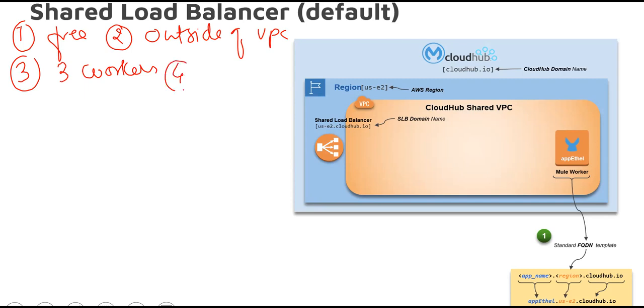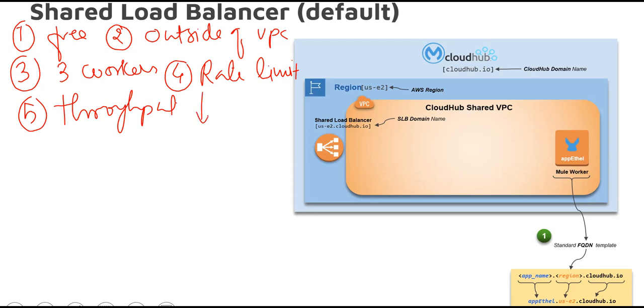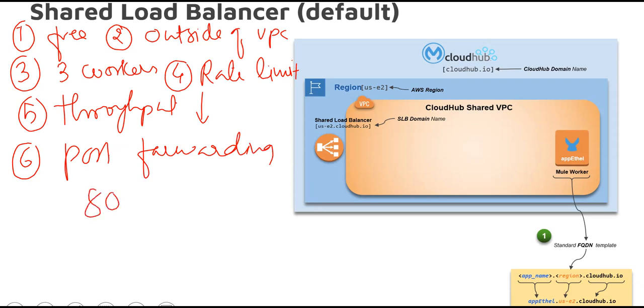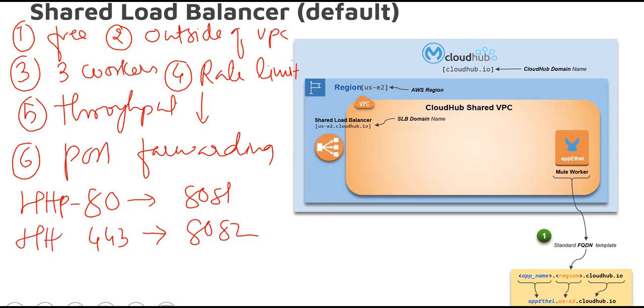Since it is shared among other accounts also, there will be a rate limit enabled on this. Since we have a rate limit, there will be low throughput. Throughput will be lower. When we are talking about the shared load balancer, there will be fixed port forwarding. We cannot change this. That port forwarding is always 80, which gets mapped to 8081, and 443, which is the default port for HTTPS, gets mapped to 8082. This is for HTTP, and this is for HTTPS. This is fixed. We cannot change this.